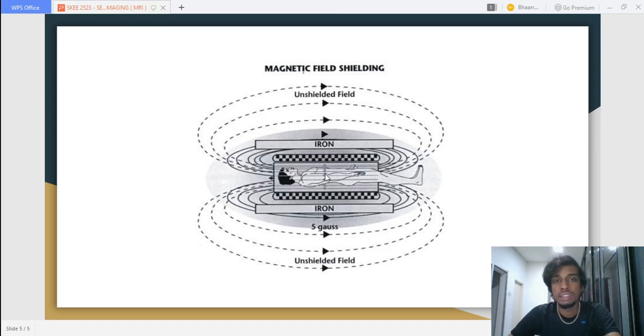Here, as you can see, is how the scanning works. This is the magnetic field that moves around the MRI machine. The MRI machine basically uses 1.5 to 3 Tesla of power. One Tesla is actually equal to 5 Gauss.